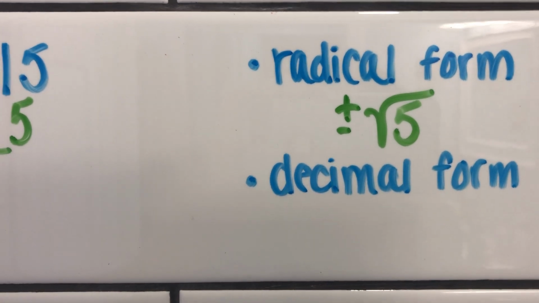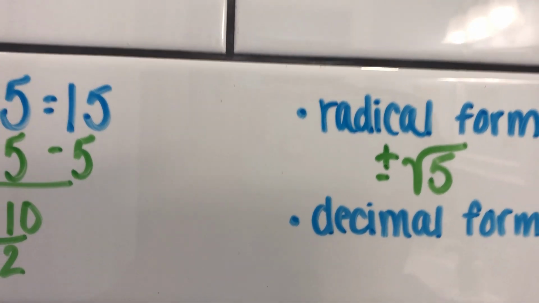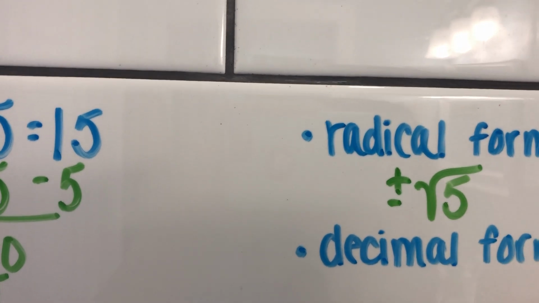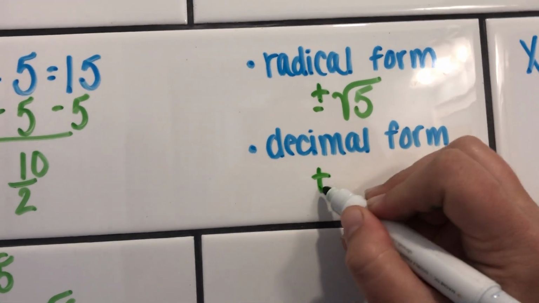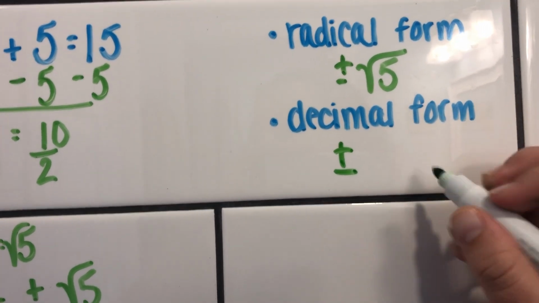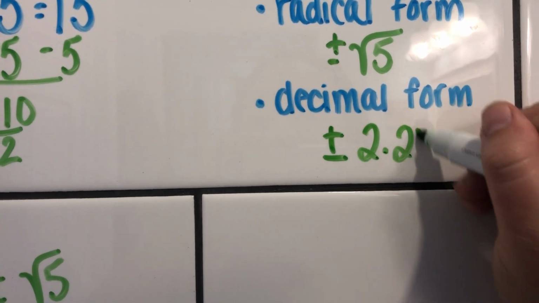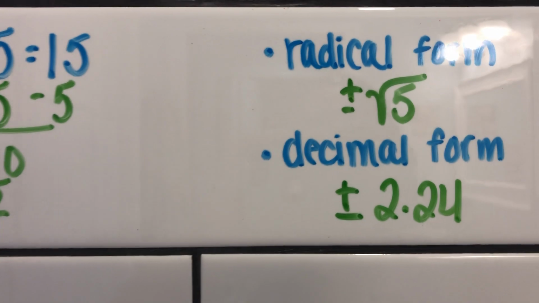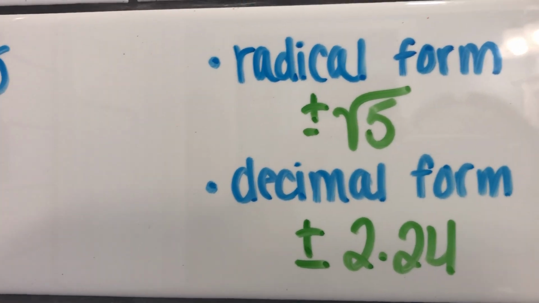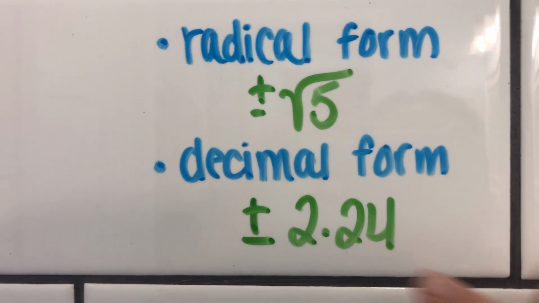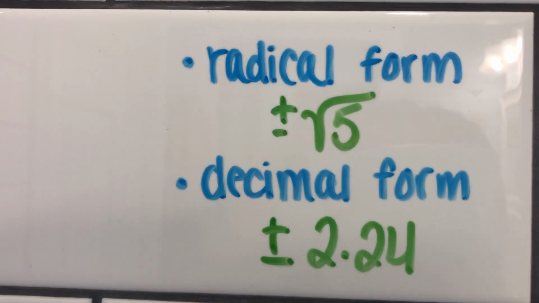It's a simplified radical. Now, if I went and figured out decimal form, when I type in the square root of 5, I'm going to have a positive and a negative answer again. And it's going to be 2.24. Make sure you round correctly when you do that. When you type it in your calculator, look what the directions are asking for. Here it's asking for hundredths, so make sure you round correctly.